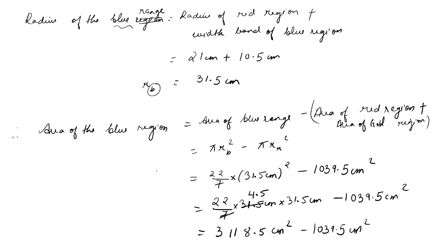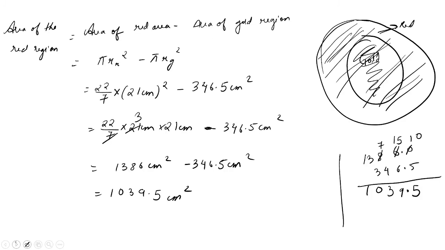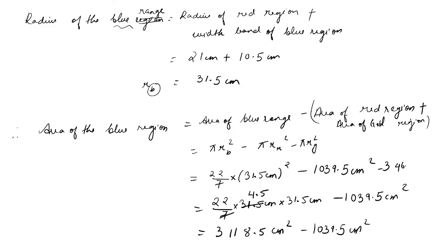So quickly moving this, we'll get this as minus pi r gold square, that means minus 346.5 centimeters square. So you do the necessary subtraction, you'll finally get this as 1732.5 centimeters square. That is the area of blue region.